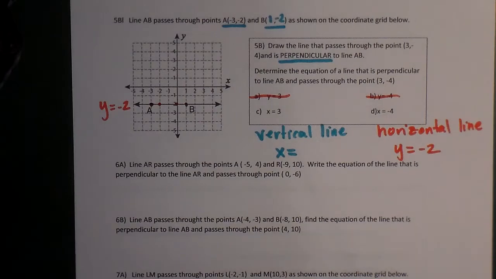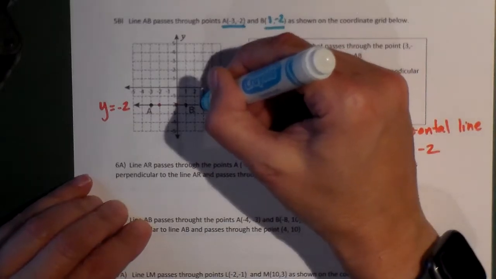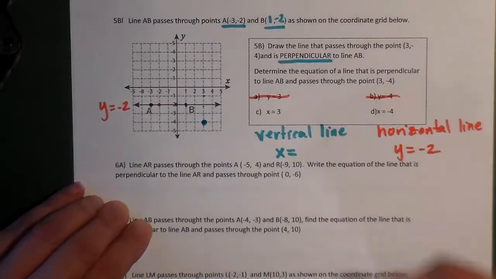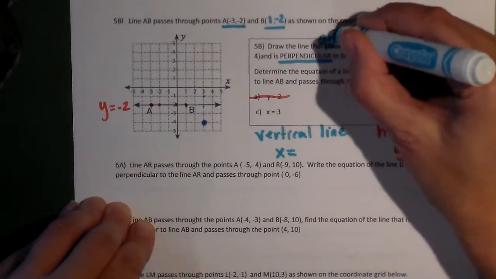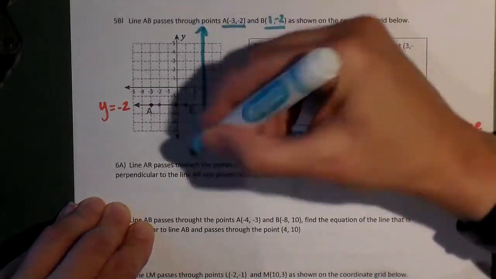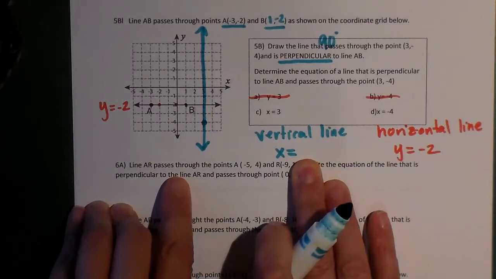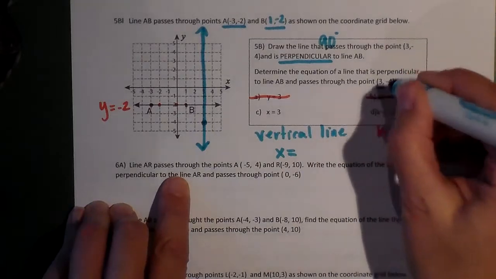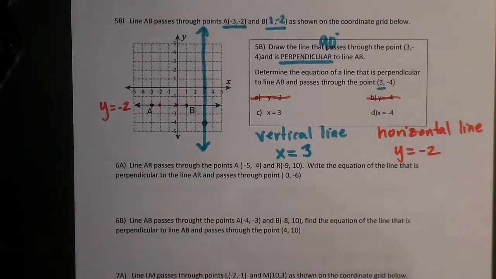So now I'm looking for a line that passes through 3, -4. So I'm going to go over 3, 1, 2, 3, down -4, and I want a perpendicular, meaning 90-degree angle line. So that's going to be a perfectly vertical line running up and down here. Now, vertical lines all have the same x value. Well, what's the x coordinate of every point on this line? 3. So there's your answer.